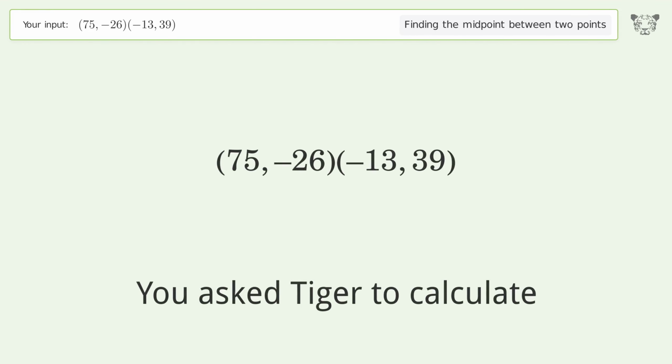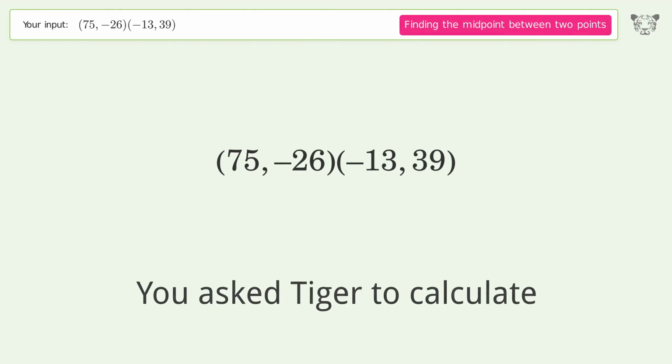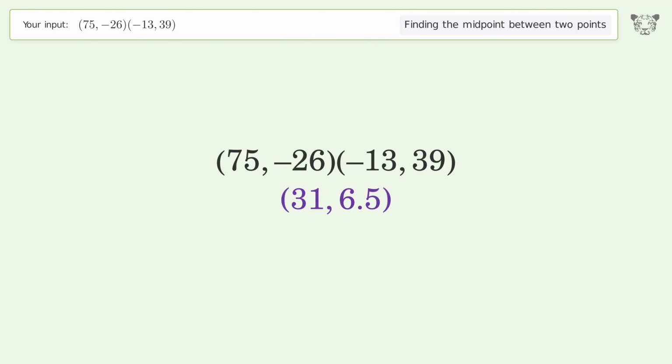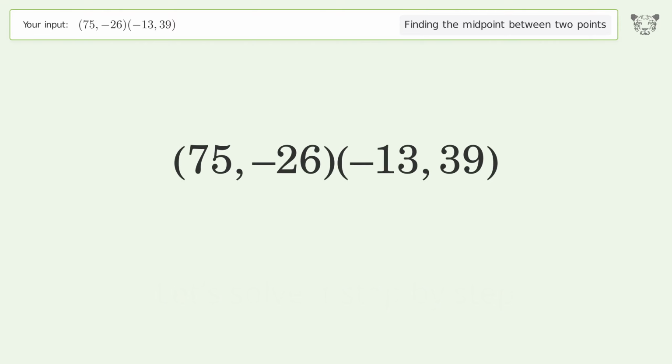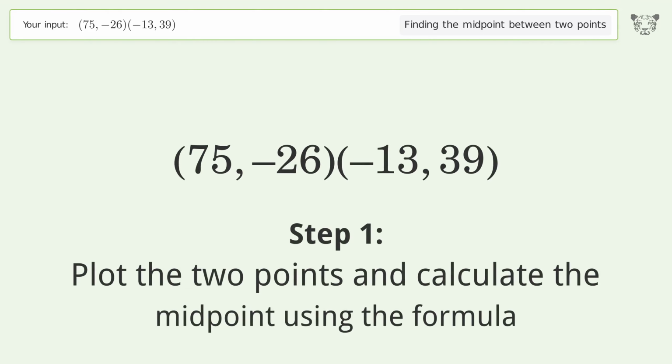You ask Tiger to calculate. This deals with finding the midpoint between 2 points. The midpoint between the 2 points is (31, 6.5). Let's solve it step by step. Plot the 2 points and calculate the midpoint using the formula.